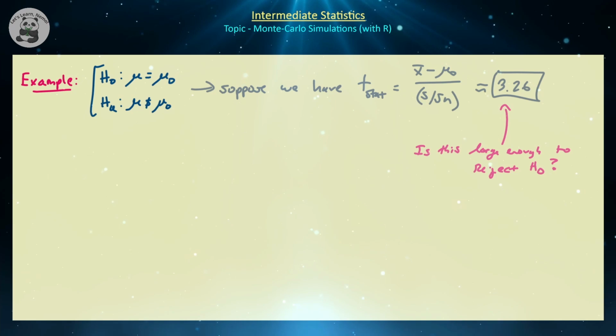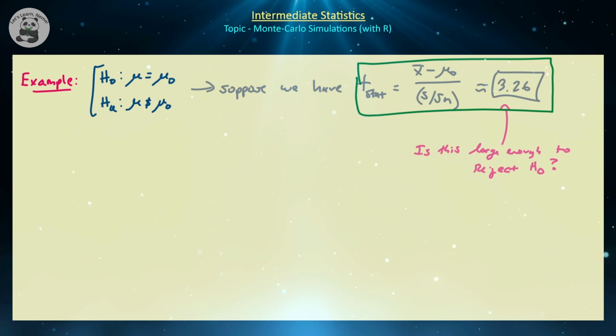So let's go back to our original example where we're interested in testing that the mean is equal to some particular claimed value. And let's assume that we are able to construct a test statistic based on only the sample statistics, for example, S and X bar, i.e. we can't even use Z if we had the assumptions met for that particular distribution. But let's assume that the value of this test statistic came out to be 3.26.